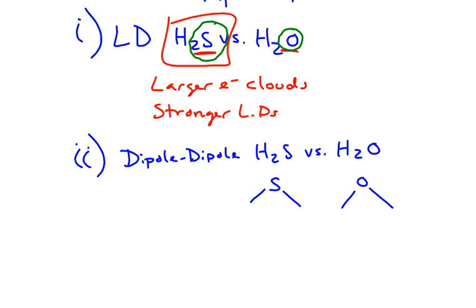So, this is where electronegativity comes into play. You have the differences H to S and H to O. This bond dipole is much stronger than that bond dipole. And in fact, this is an H bond, which means that it's a much stronger dipole.